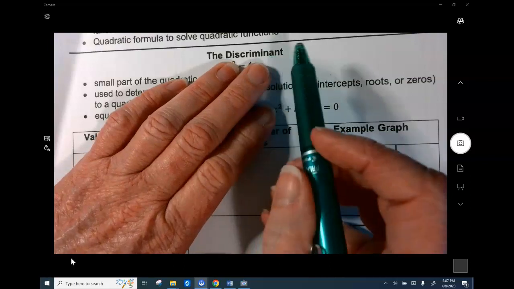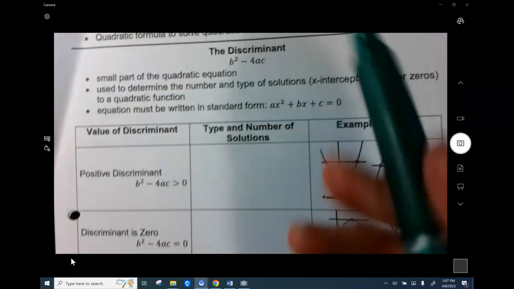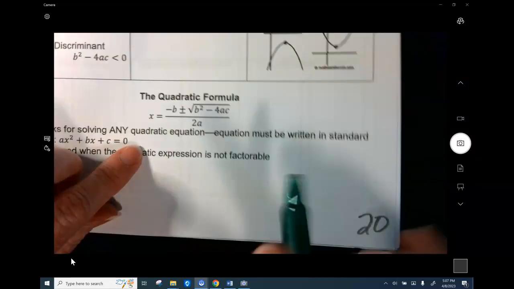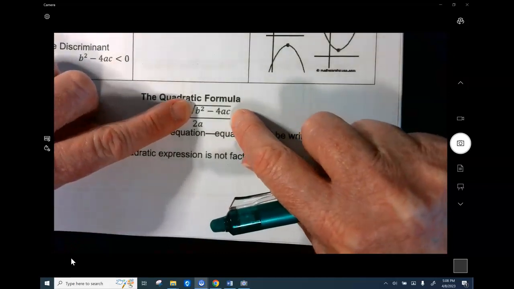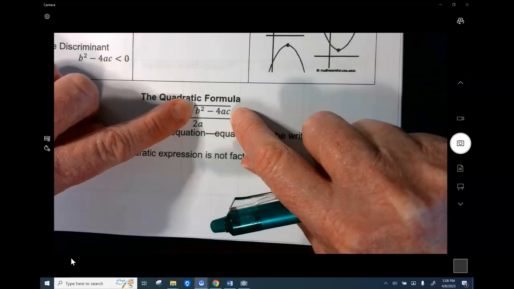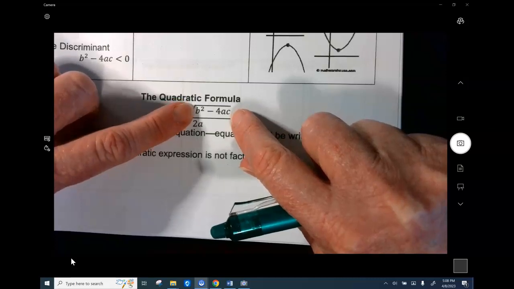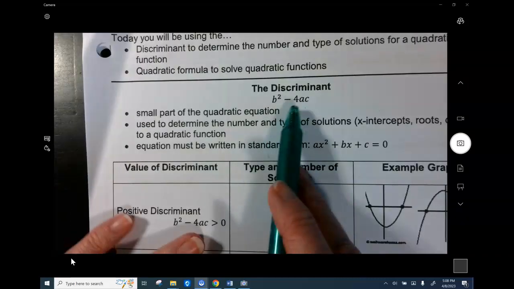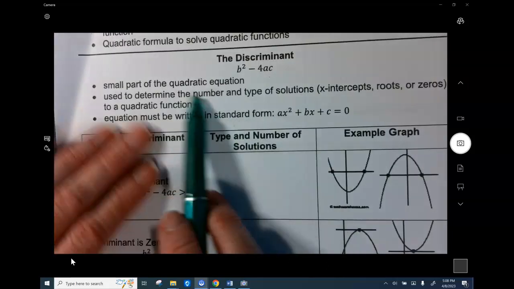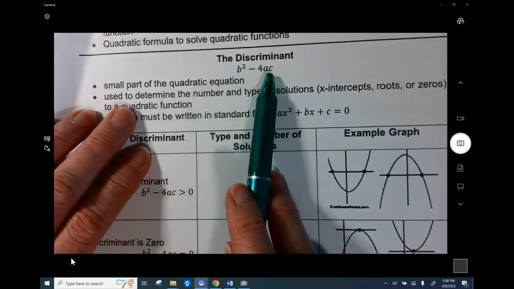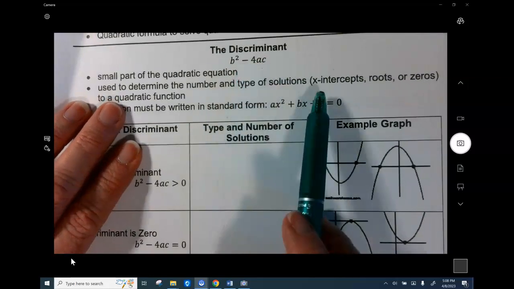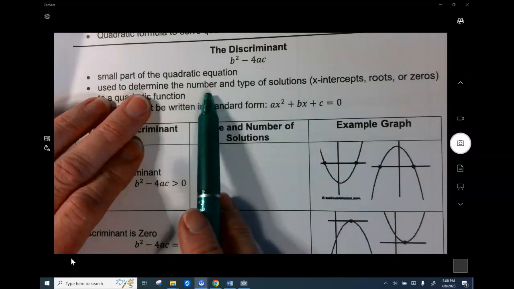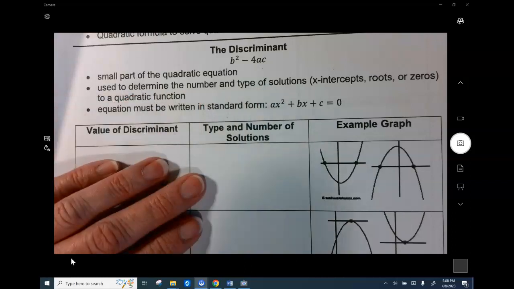Now, what the discriminant will do is it'll tell us what kind of solutions we have. Look at the quadratic formula: the discriminant is just what's underneath the radical sign. Don't worry about memorizing it, because you're going to know the quadratic formula, and it's just b squared minus 4ac. So that's your discriminant. It is just a small part of the quadratic formula, but it's the one that determines the number of solutions and the type of solutions.